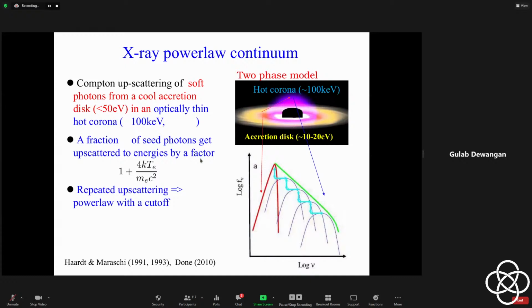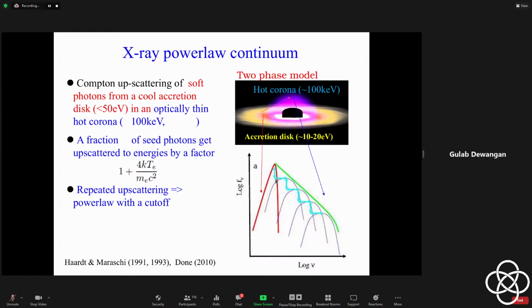To understand this in a little more detail, take a look at the figure in the bottom panel. The curve in red color is essentially the accretion disk component. Let's assume this is the accretion disk component. So what happens when this accretion disk emission interacts with this hot corona? The optical depth of this hot corona is tau, where tau is less than about 1. So a fraction tau of these seed photons, a fraction which is less than 1, is taken. So this component will become smaller.